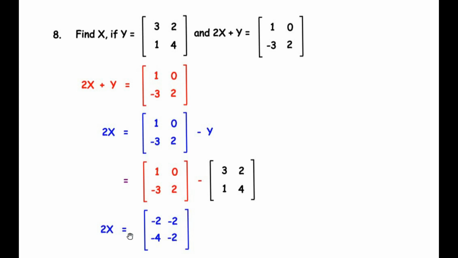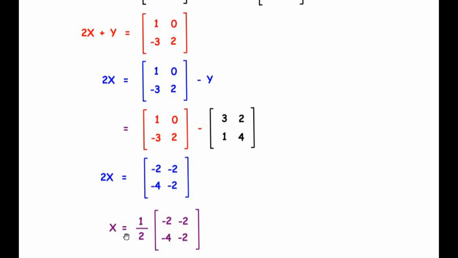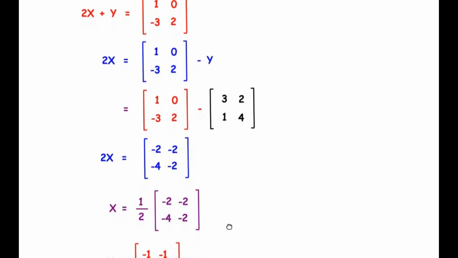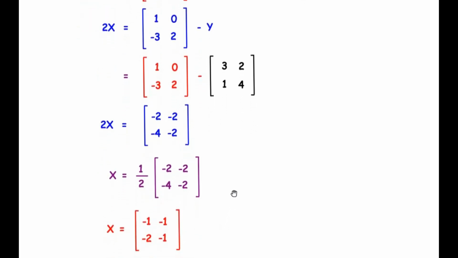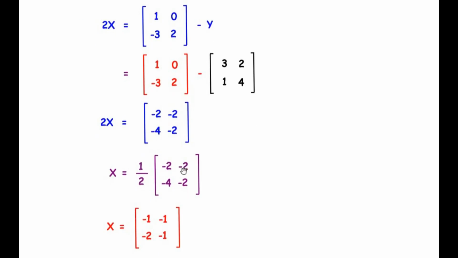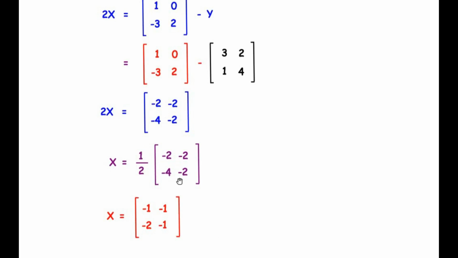Now let us take 2 on the other side of the equal to sign. So the matrix X is equal to 1 over 2 times this matrix which we got. Now 1 over 2 multiplies with each and every element of the matrix. So 1 over 2 times minus 2, 2 divides itself, so we get minus 1. Again 1 over 2 times minus 2 gives us minus 1. 1 over 2 times minus 4 gives us minus 2. And 1 over 2 times minus 2 again gives us minus 1. So this is the value of the matrix X.